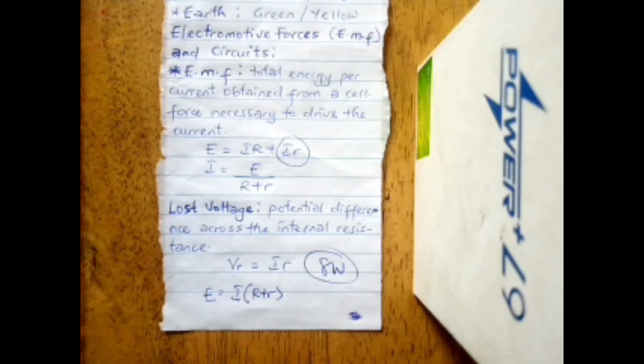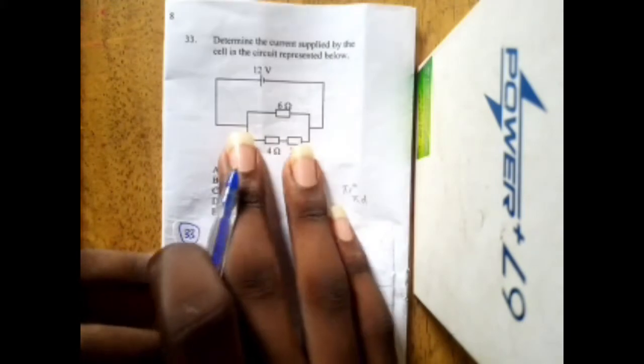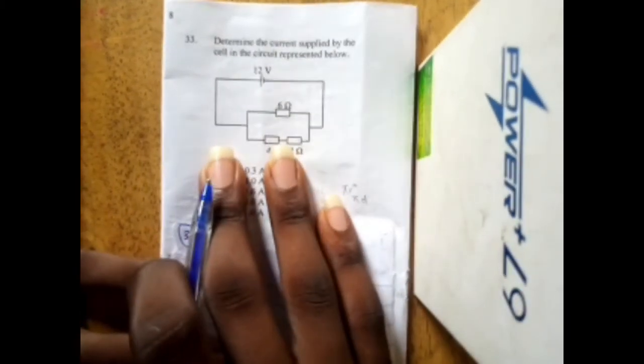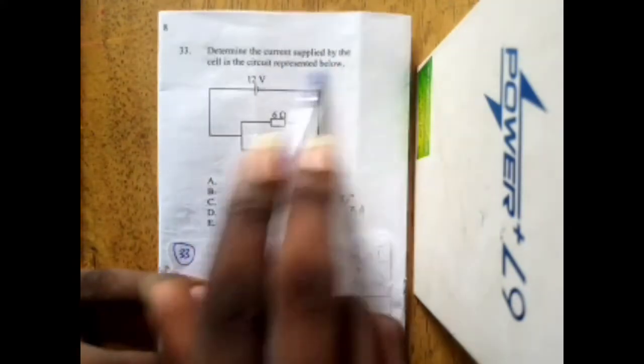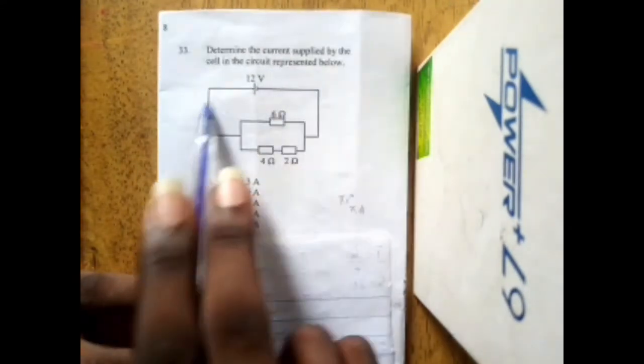So quickly now I'll run through some WAEC past questions and we would call it a day. Okay, so this is a NECO 2019 past question. First question I'll be solving today. Now it says determine the current supplied by the cell in the circuits represented below.